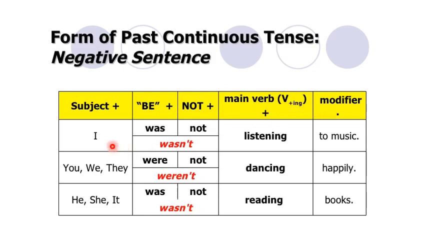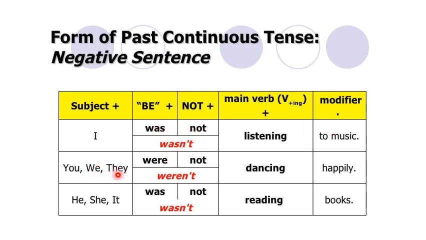For example, I was not or wasn't listening to music. You can see here I is subject, was is helping verb, not is negative statement, main verb is listening, and to music is modifier. Here wasn't is the contracted form of was not.